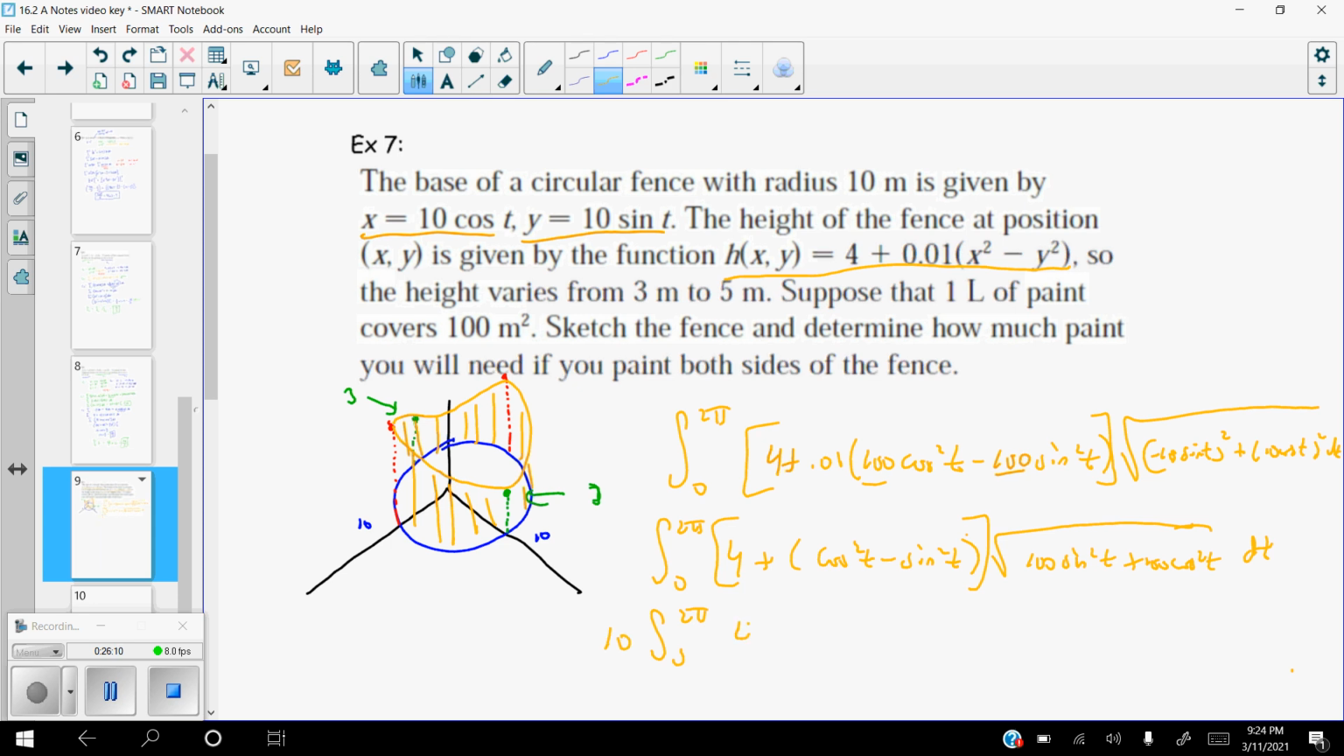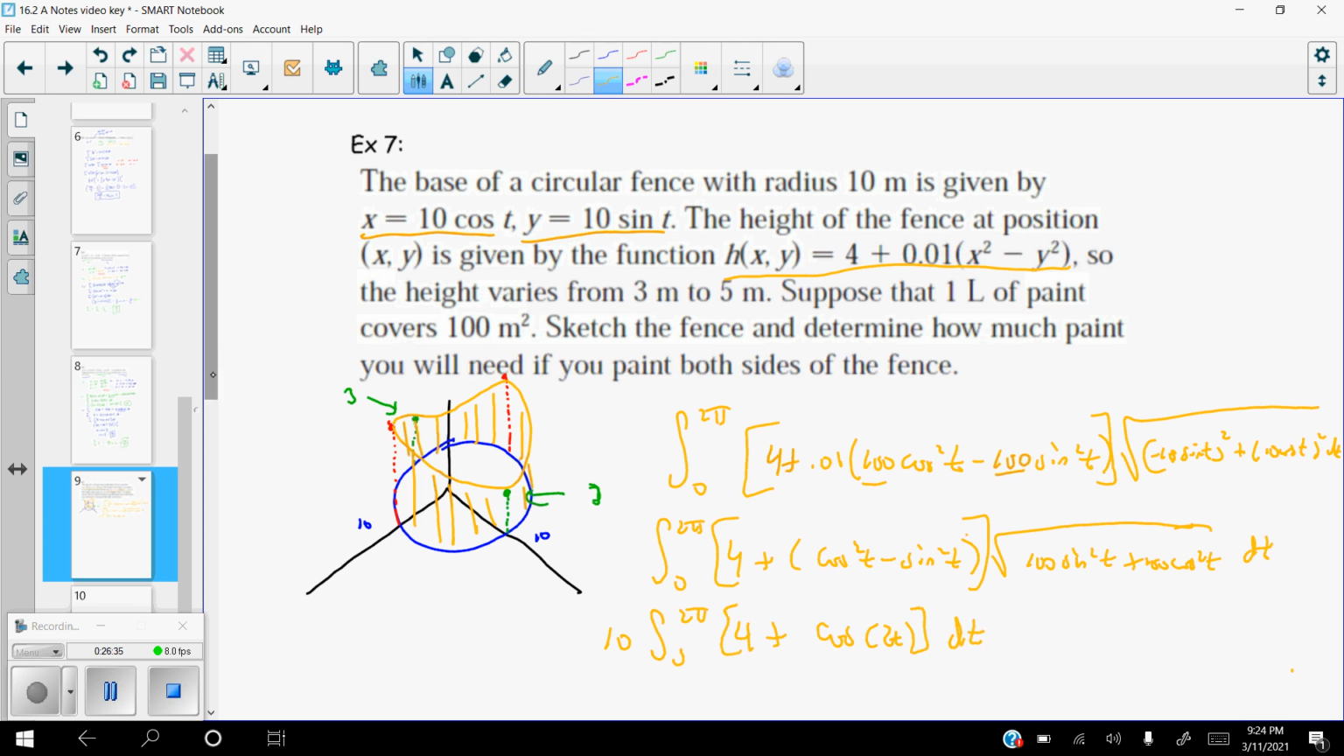So now I have to take the antiderivative of 4 plus cosine squared minus sine squared. Now, there is an identity, which is really nice here. And if you don't remember this one, I'm going to give it to you. Cosine squared minus sine squared is the same thing as cosine of a double angle. So that's the same thing as cosine of 2t, which will make this so much easier to do.